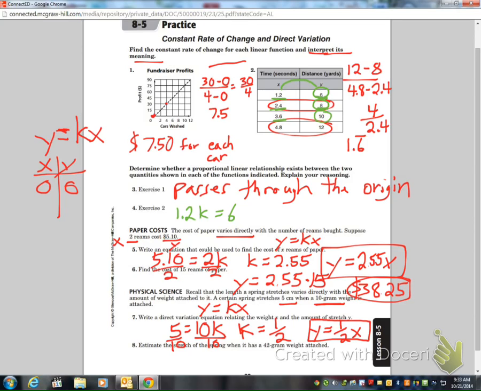And then it says estimate the stretch of the spring when it has 42 grams of weight attached. So that means we're going to let x be 42. So I have 1/2 times 42. And of course, half of 42 is 21. So we would expect it to be 21 centimeters long if it has 42 grams of weight attached to it, right?